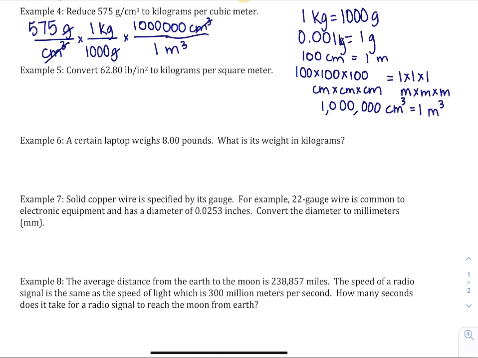Start with 575, then we divide by 1,000 since it's below the line. Then we multiply by 1 million because it's above the line. Our final answer is 575,000 kilograms per cubic meter.